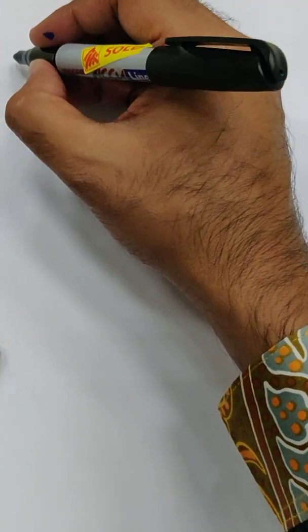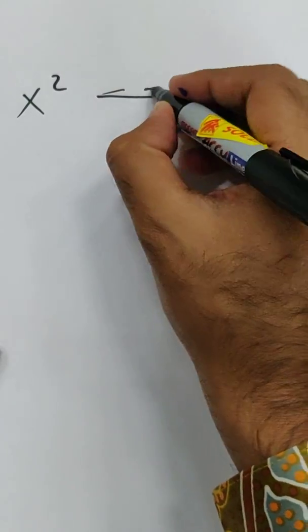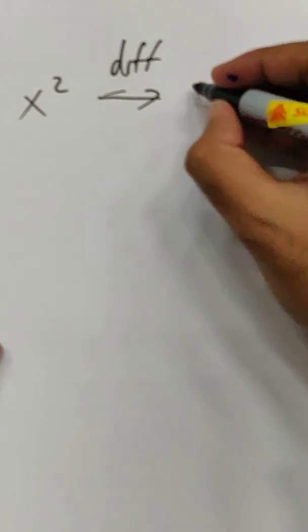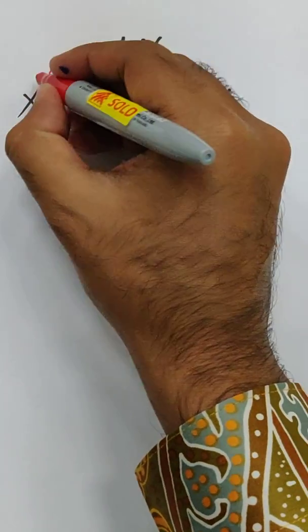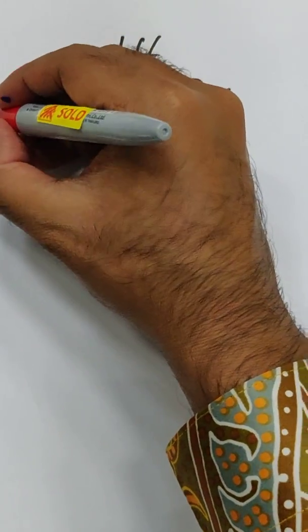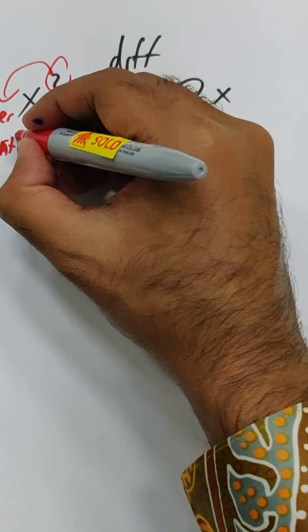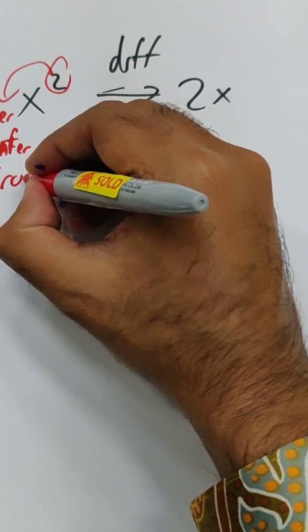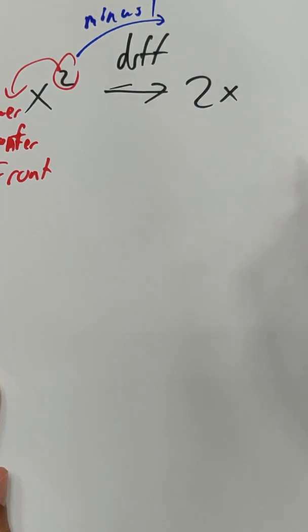If I were to differentiate, let's say x squared, what happened? I get myself 2x. How do I get myself 2x? The power, you bring the power in front. And then what you do? The power minus 1. You got here. Okay.